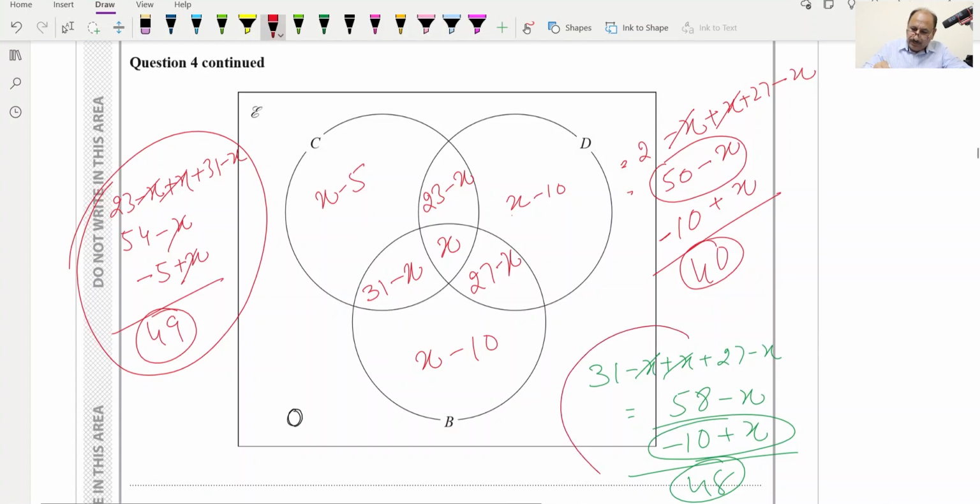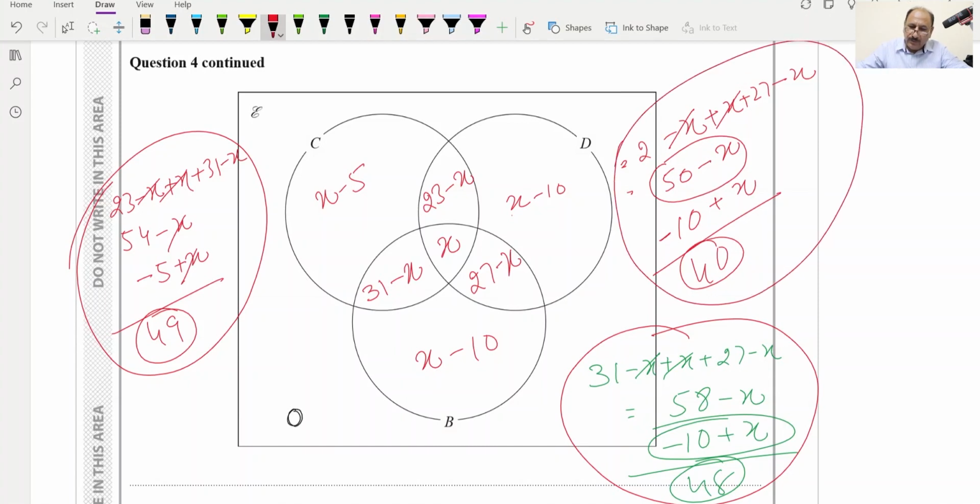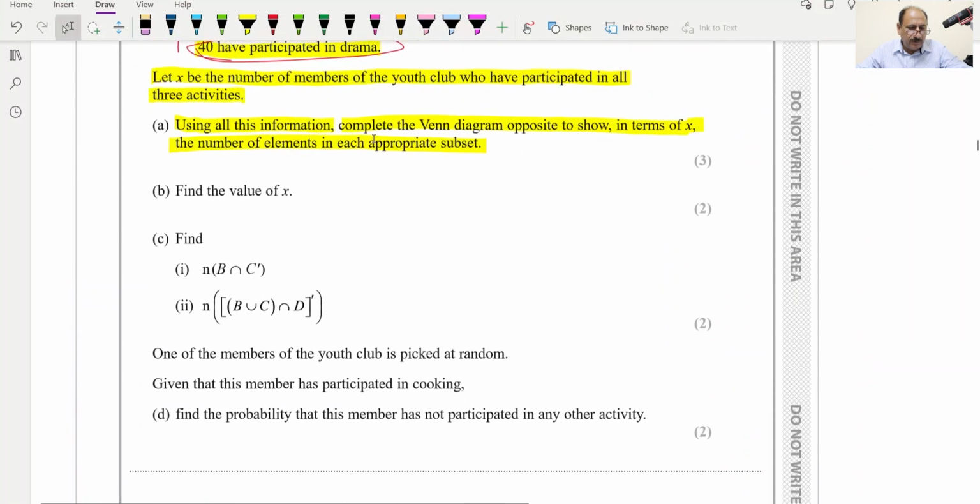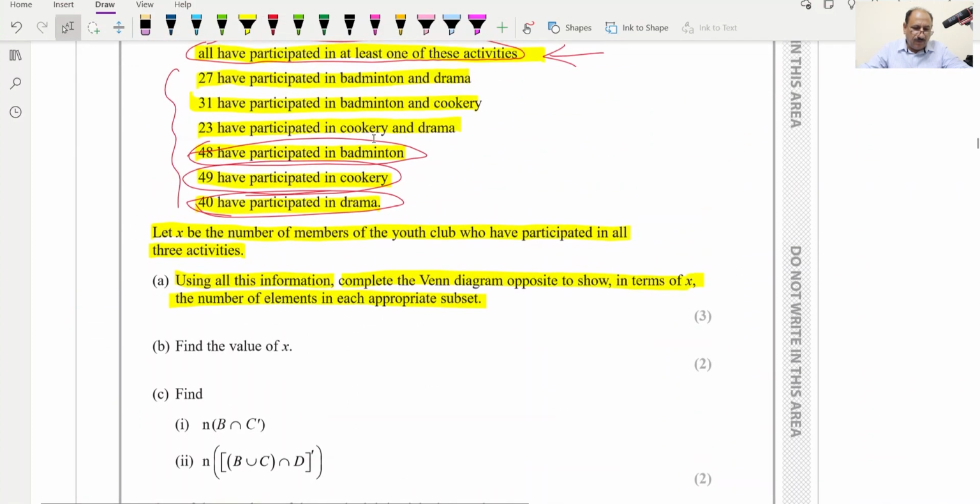And keep in mind, this is the calculation for this one. I have provided this calculation closer to the Venn diagram so that you can understand it properly. The Venn diagram we have to fill, but the working I have provided at the side. Now part B is saying find the value of x. The first part was 3 marks, the second part is 2 marks.